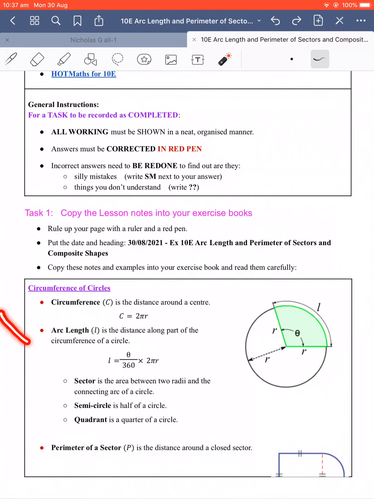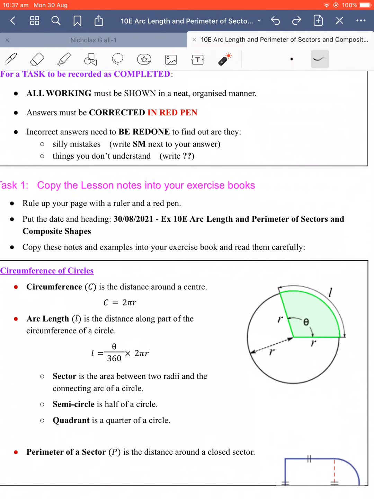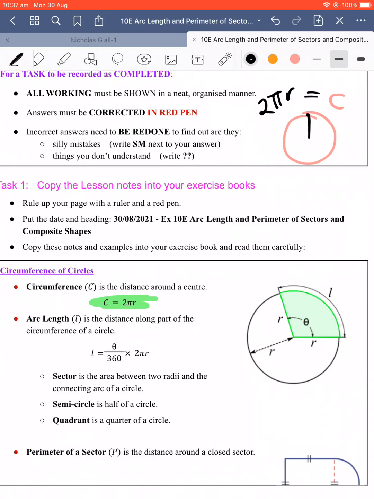So we already know for our circumference of a circle, it is the entire outside, and we represent it using this particular equation, which is the circumference is 2 multiplied by pi multiplied by our radius. Okay, so let's just do a really quick diagram. So 2 multiplied by pi multiplied by radius gives us our circumference.